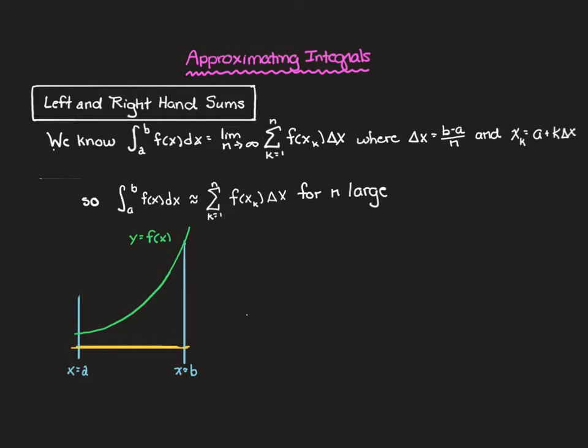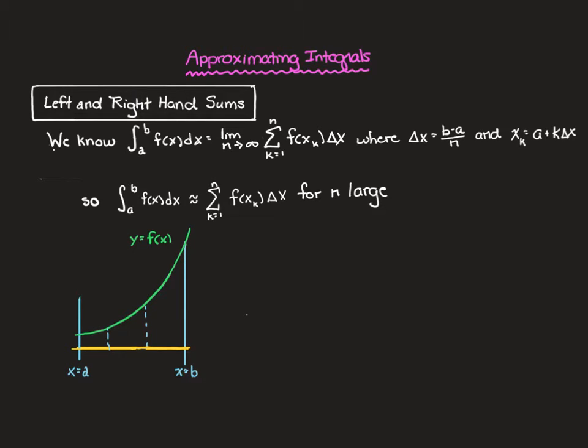So we know the definition of the definite integral as the limit of a Riemann sum. So therefore, we can approximate with a Riemann sum. We can do this by partitioning the interval from A to B into n equal pieces. So I'm going to do that. I'm going to use 3 pieces. And on each piece, we're going to approximate the height of the function.